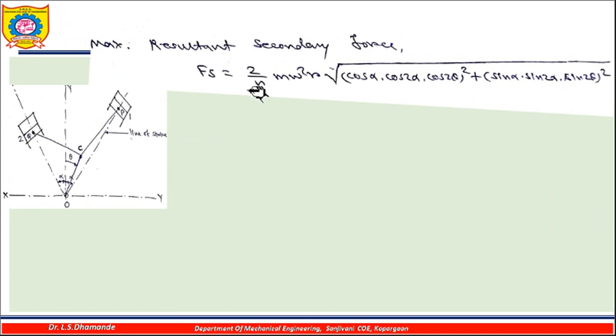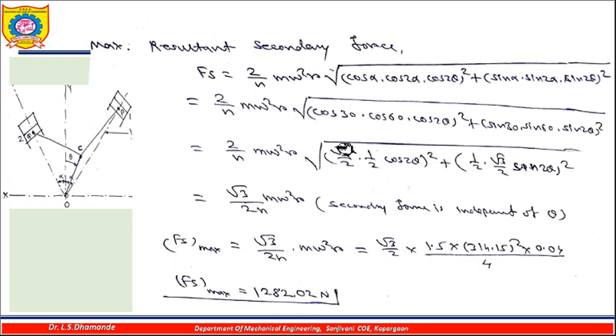Similarly, I will do it for the resultant secondary force, which is given by this equation. Now if I put the values into this one, it will be 2 by n m omega square r. I am putting the values of alpha and 2 alpha, keeping theta as an unknown. Here you will find that the secondary force is independent of this particular theta, and therefore the magnitude will be equal to under root of 3 divided by 2n m omega square r.